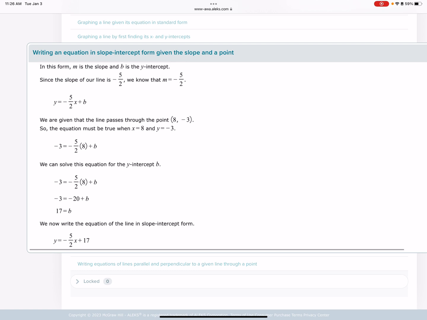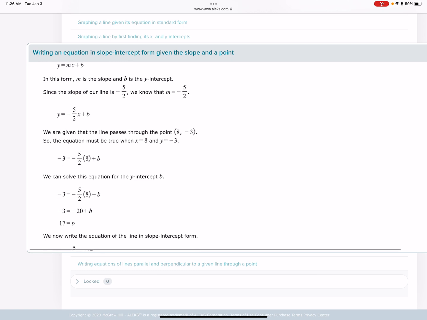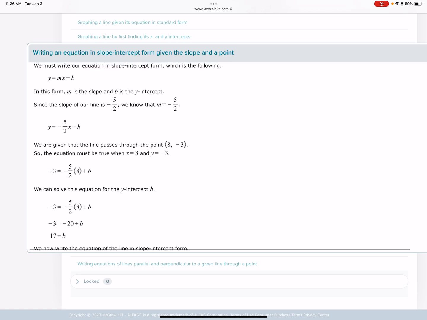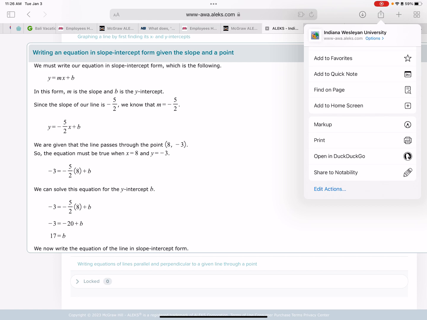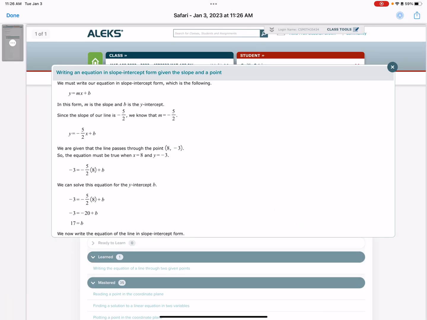Actually, they did a different method. I'm going to show you my method, and if you like my method, do my method. If you want their method, just follow theirs. So this is what they gave you.